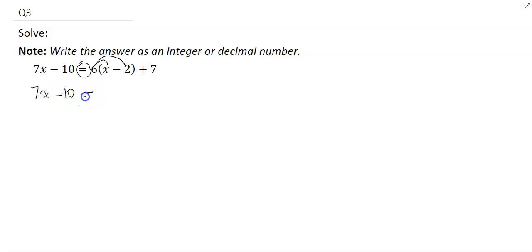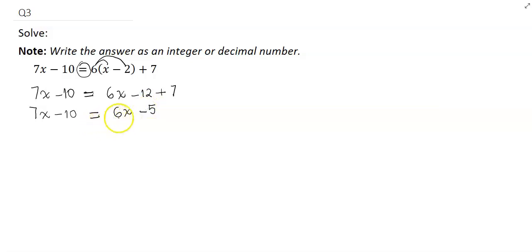Then I have the equal sign, and my right side becomes 6x minus 12 plus 7. The right side I can combine like terms. Then I'm going to keep the left side as it is. The equal sign, the right side, 6x, there is nothing to combine with it. Negative 12 plus 7, different signs. I'm going to subtract the numbers and keep the sign of the bigger number.